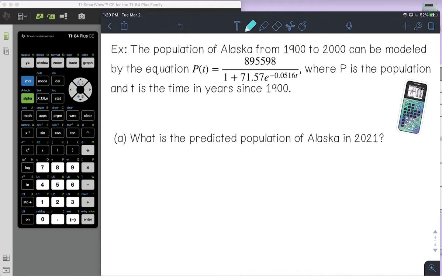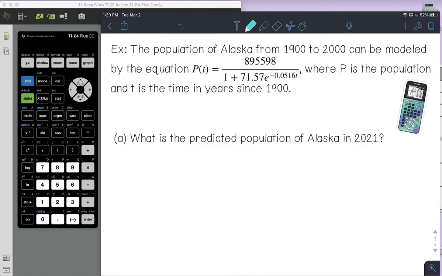Here are a couple more examples of using the logistic model, for those of us that need a little bit more. In this example, we're told that the population of Alaska from 1900 to 2000 can be modeled by the equation P of T equals that thing, where P is the population and T is the time in years since 1900. So that fits the logistic model, the solved model.